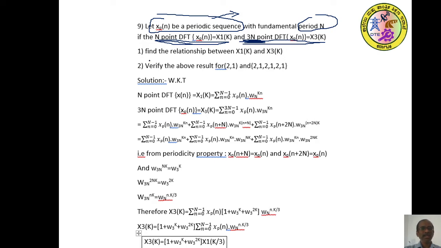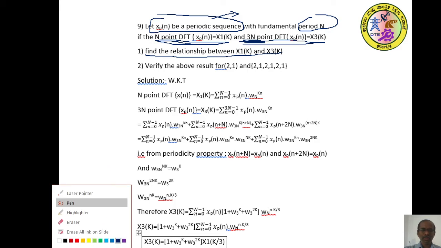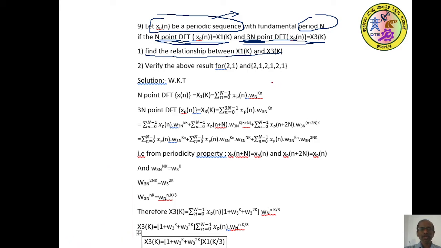Now the question given is, what is the relationship between x1 of k and x3 of k? You are supposed to compute the relationship between x1 of k and x3 of k. Also verify your result for a given problem. First sample is 2, 1. If you take only one cycle, it is 2, 1. If you take 3 cycles, 2, 1, 2, 1, 2, 1. This is what they have given.